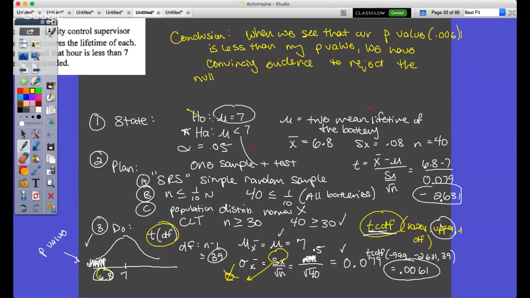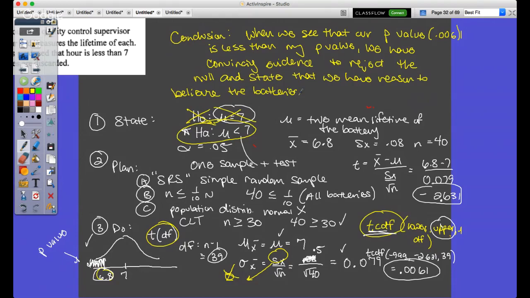So if we reject the null, right, we can do one of two things. We either fail to reject, we don't have convincing evidence, or in this case, we reject the null. Therefore, if I reject this, that is the only case that I can accept the alternative. So reject the null and state that we have reason to believe the batteries perform less than 7 hours. Okay.